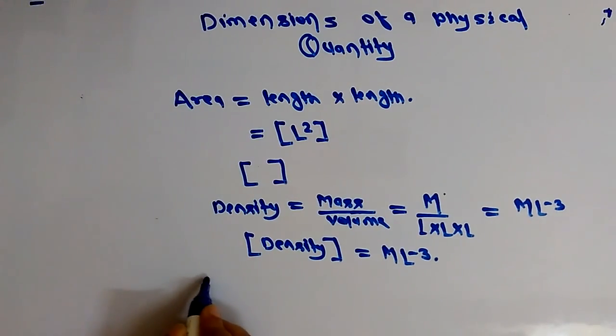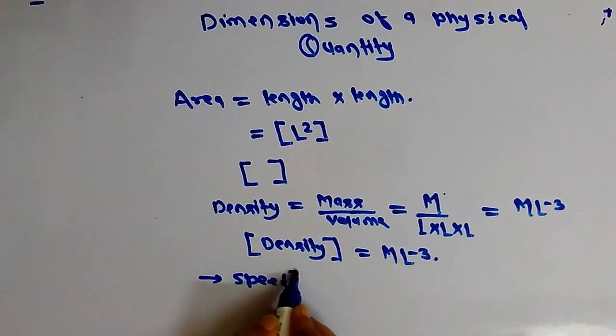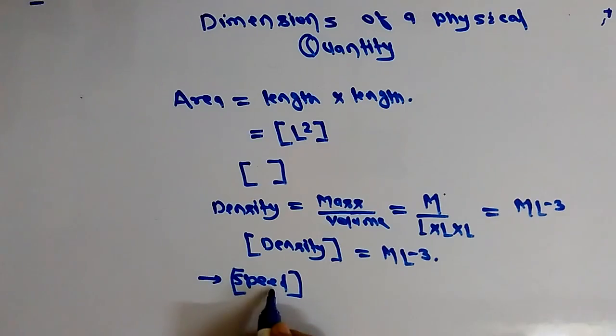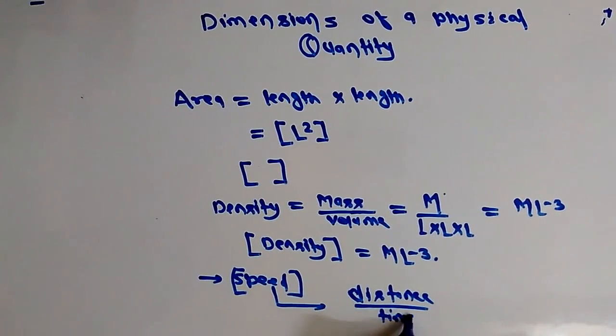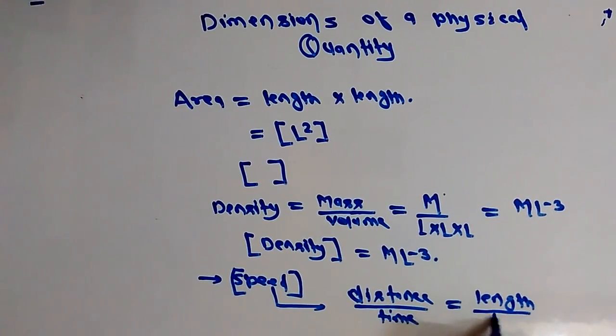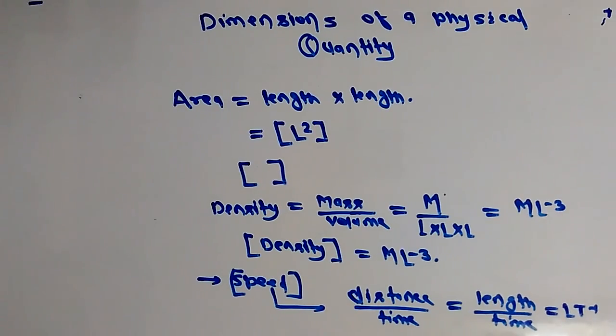Suppose if I am talking about speed, if you have to get the dimension of speed, how will you calculate? The formula of speed is distance per unit time. Distance is represented in terms of length, and we have time, so you can write it as L T inverse. This is the dimension of speed.